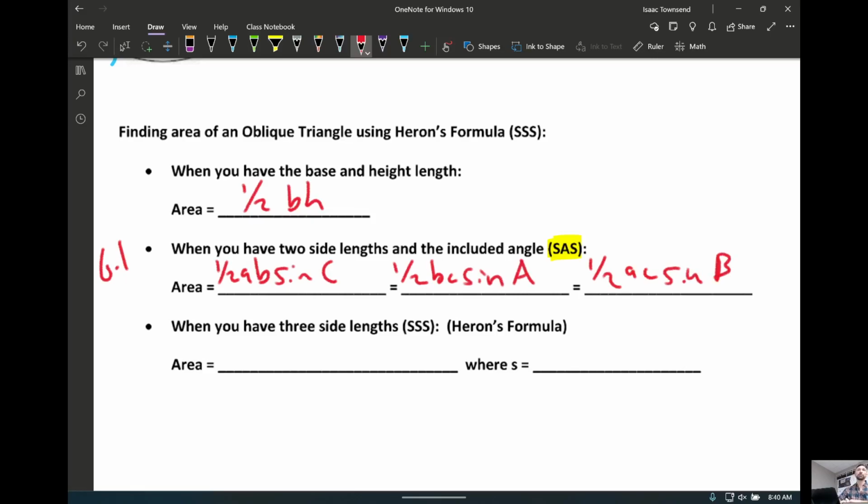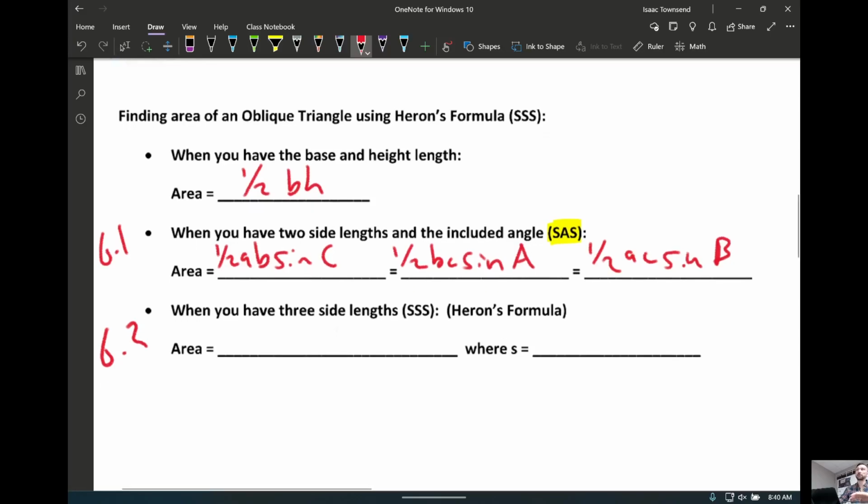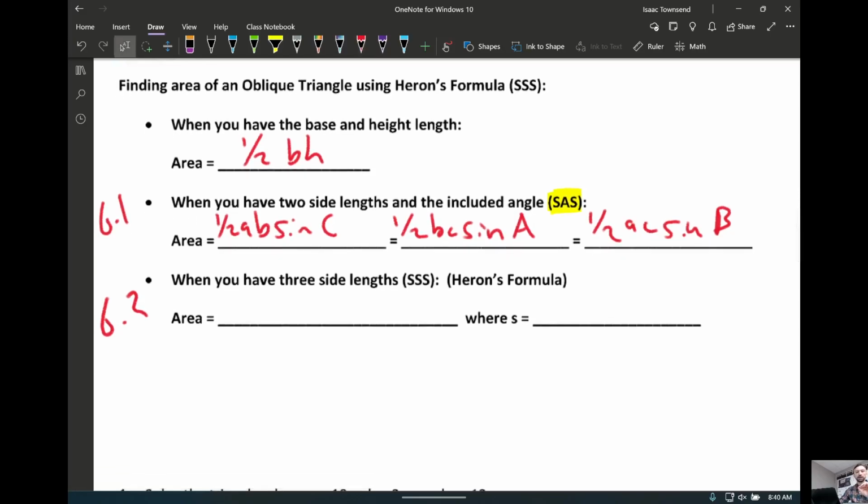Again, we provide the formulas, so you don't need to memorize them. Although I do think this shows up on the ACT, and of course you have to be fairly familiar with it to do it on the ACT, so maybe you still want to do it. The new one for section 6.2 is called Heron's formula. This is a really famous formula. I'm also kind of surprised you don't learn this one in geometry just because it's so easy.